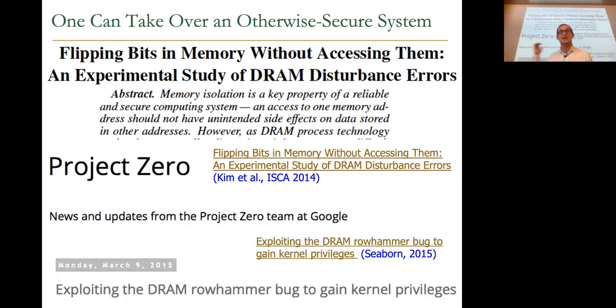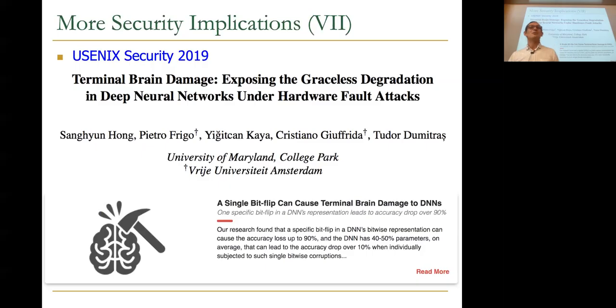If you're interested, I would recommend this Google blog post. They basically built on our work, and they show that you can gain kernel privileges on an x86-64 Linux system just by exploiting RowHammer in an intelligent way. It sounds fascinating, right? Now, more aligned with this summer school, let's say, people have shown a lot of security attacks.